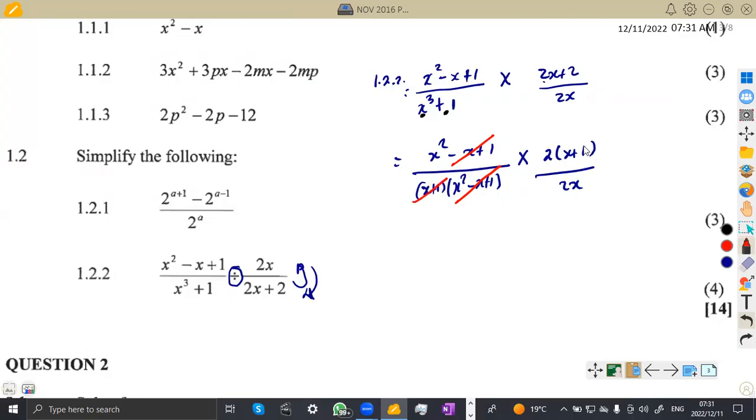We have got x plus 1 here and x plus 1. It can also cancel. We've got 2 and 2 here. So on top here, we are remaining with actually a 1. Down here in the denominator, we are remaining with x. So our answer is going to be 1 over x. All right, so this is what we are going to obtain from this one.